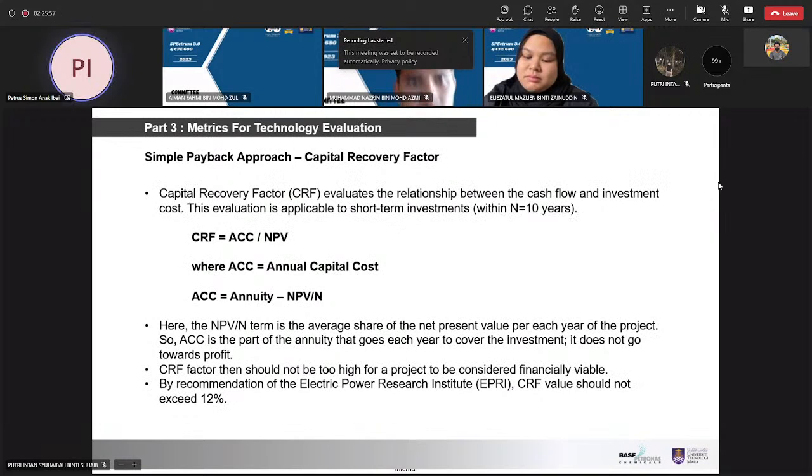So this is the capital recovery factor. CRF is equivalent to ACC divided by NPV. In this case, the CRF shouldn't go high for a project to be considered financially viable. If you look at the recommendations from the Electric Power Research Institute, the CRF value shouldn't exceed 12%. But of course, this figure is a metric which is determined by you at the start of the project. Okay, next.